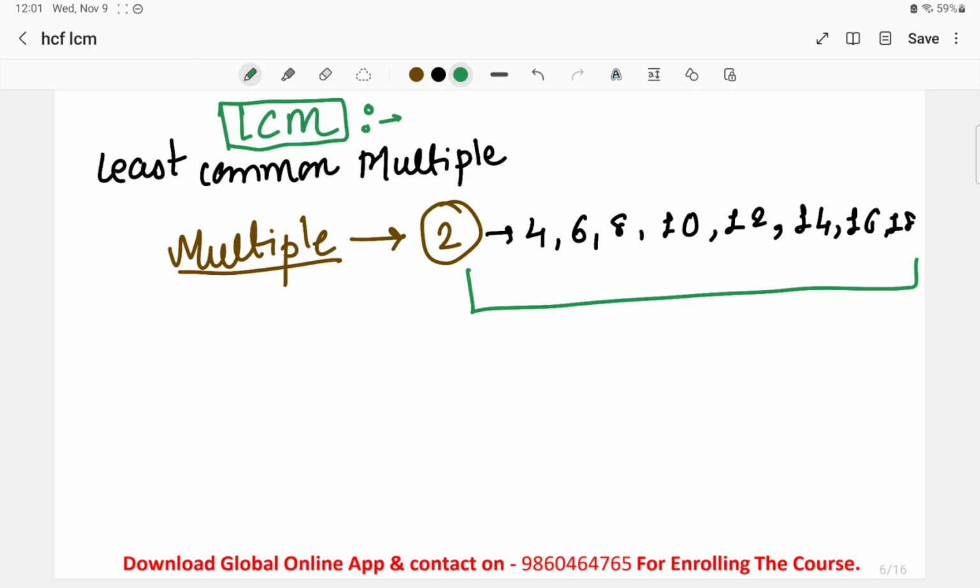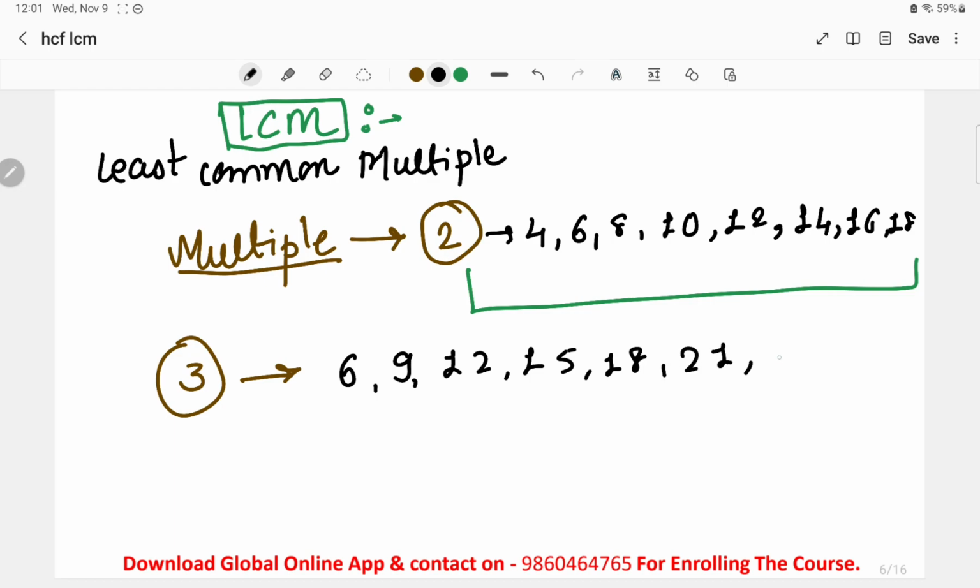These are the multiples of 2. Similarly, if I take another example, that is 3, for the table of 3, we know that 3 2s are 6, 3 3s are 9, 3 4s are 12, 3 5s are 15, 3 6s are 18, 3 7s are 21, and so on. This is the table of 3.